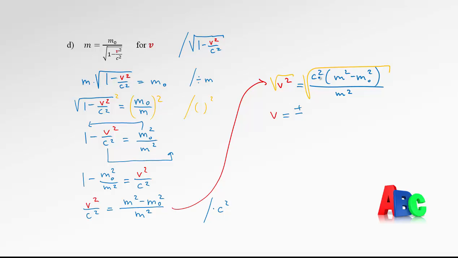Square root of c squared is just c, that's a numerator. Square root of m squared is just m, that's the denominator. But square root of this bracket, well, we can't really simplify it, we have to stay with it. Square root of m squared minus m0 squared. This whole radical expression can be written in the numerator. So here it is, that's our final formula.